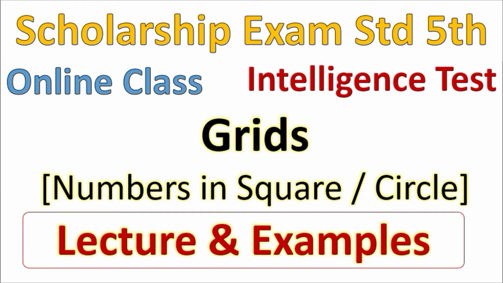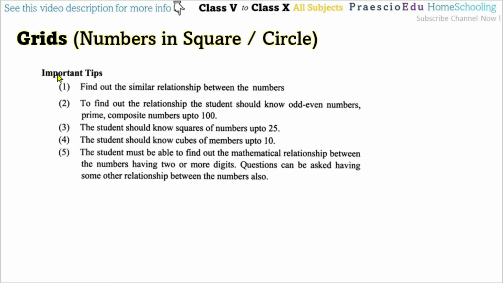This is scholarship exam standard 5th online class, subject intelligence, and the topic is grids, or we can say numbers in squares or circles, or in shapes, in 2D. There is a number arrangement in these shapes, and inside there are some relations among all the numbers in a specific pattern or format. In between, one number is missing, given with a question mark, and that number we have to find out with some mathematical relations. To find it, there are some important tips.